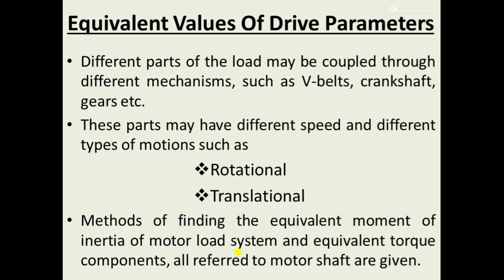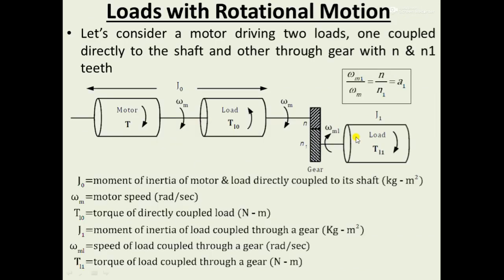In this video session, our main aim is to determine the equivalent moment of inertia and the equivalent torque value, both referred to the motor shaft, which is considered as the reference one. First, we will consider the case in which loads have only rotational motion. For that, the system taken into consideration is shown here. Here there is a motor and a load which is directly coupled with the motor, and another load which is coupled through a gear system.